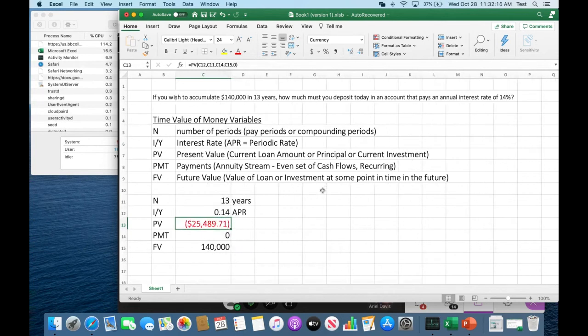And there we have it. I know you're probably looking at this and saying, if you're familiar with Excel, that's a negative value. How do you have a negative value? Well, it actually makes sense.